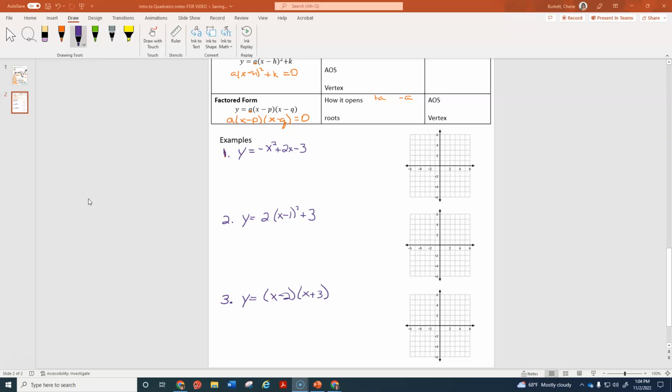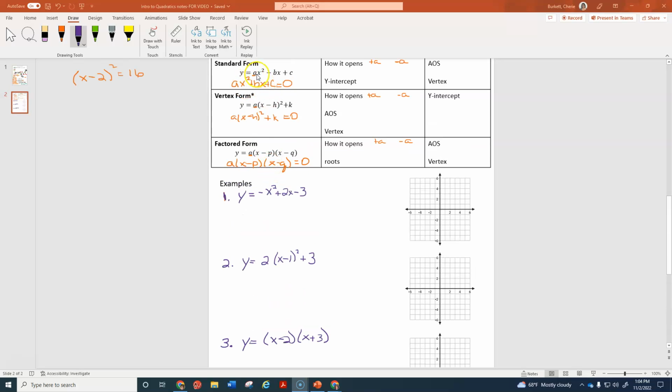So all we've done so far is learn how to look at an equation, and I've given you 3 examples right here. This one's in standard form, this one's in vertex form, and this one is in factored form. And in each one of those, we should be able to look at the A. In this problem, the A is the number in front of the x squared. So there's my x squared. What's the number in front? My A is -1. So since A is -1, we know that this parabola is opening down.